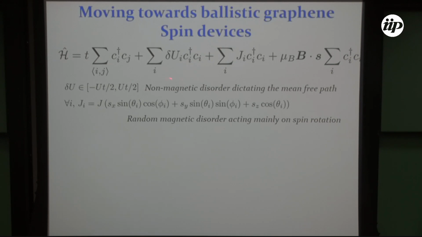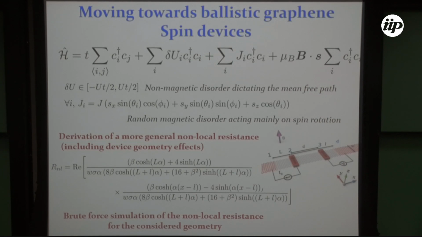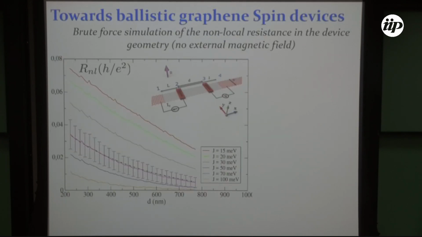So we can play with the Anderson Hamiltonian and this type of magnetic disorder. And if we want to interpret the simulation, we need an extended theory which takes into account this additional device-related effect. And we can make a brute force simulation. This is what we did. And this is an example.